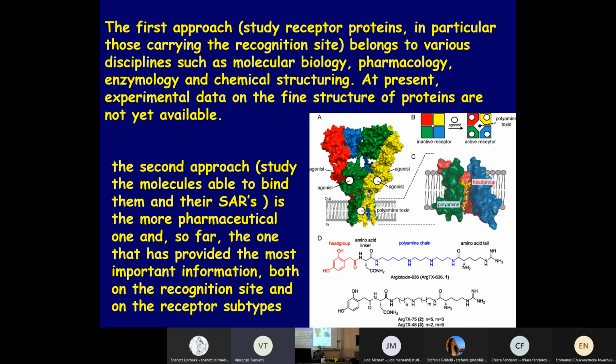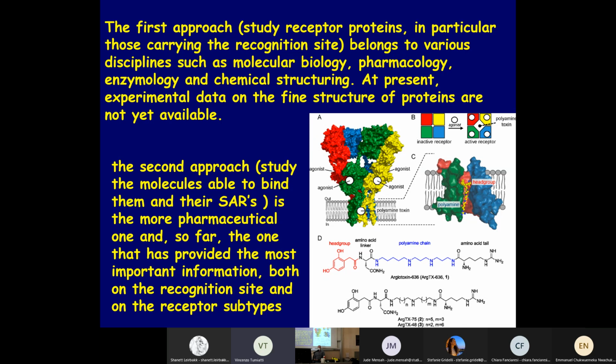Some years ago, we worked a lot on nicotinic receptors, and at that time we wanted to have additional information about agonist sites, and we used this type of probe. A probe is not a drug. A probe is a molecule able to interact with a specific site of the receptor, but we cannot use this type of molecule as a drug. These probes are able to form a covalent bond with a particular site. Normally, they are labeled with radioactive atoms.